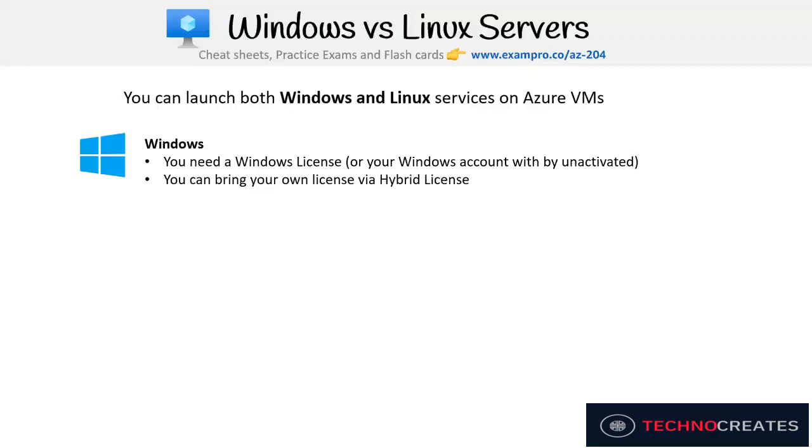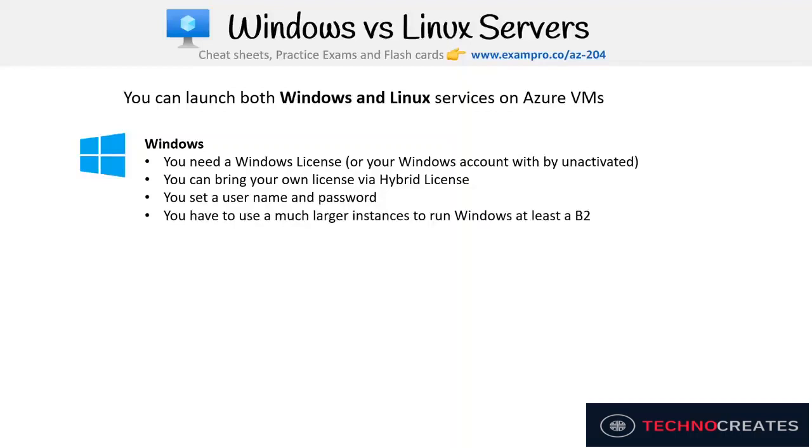You can bring your own license via a hybrid license. Some enterprises already own their licenses and have already made a deal with Microsoft, so they just want to reuse those instead of using whatever Azure provides, because it can be cheaper. You're going to set a username and password because you're using RDP to access the machine, so you're not using your SSH key pairs.